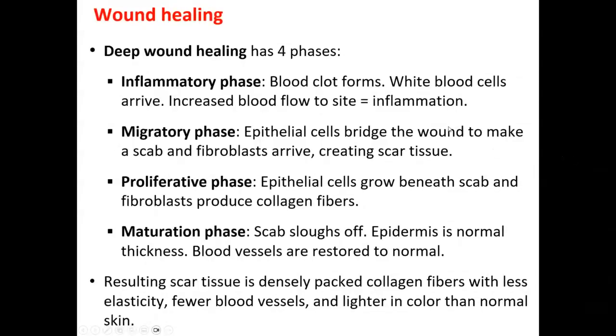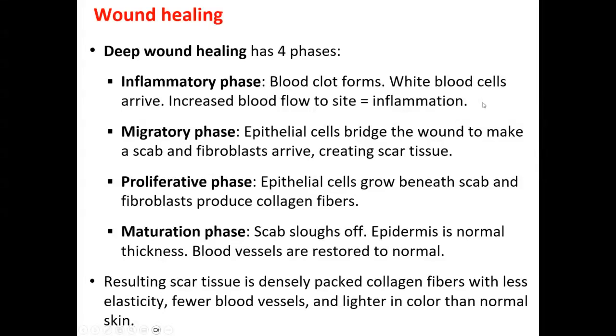So he talked about these 4 steps: inflammatory. So this is the immune system response. The white blood cells come. Increased blood flow to the site. That's what causes swelling and redness, and it can feel hot.